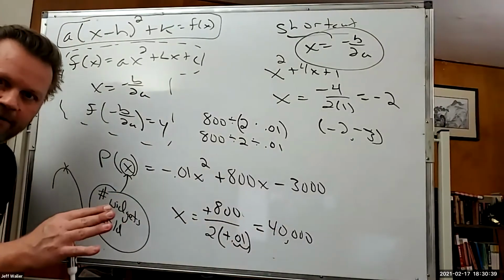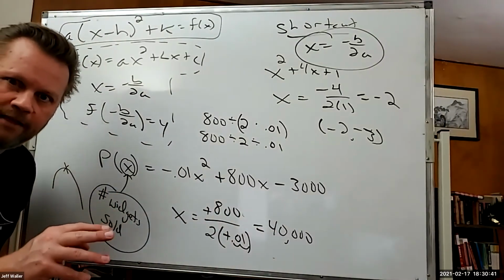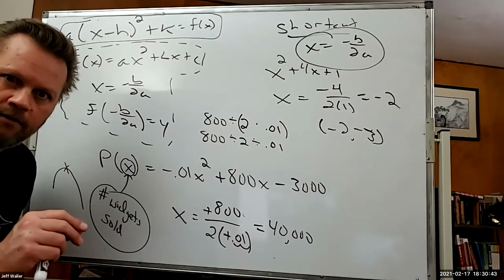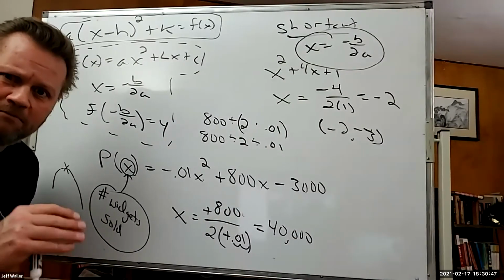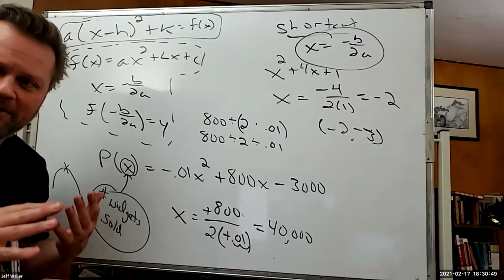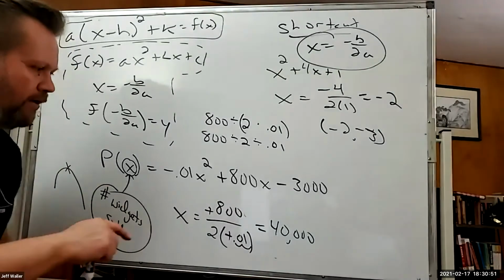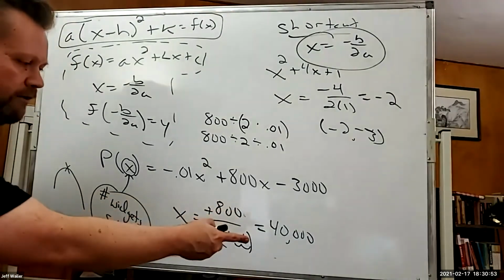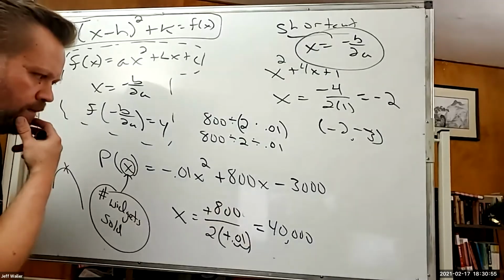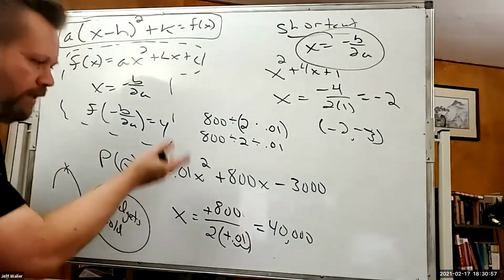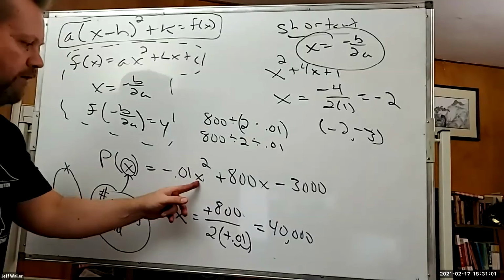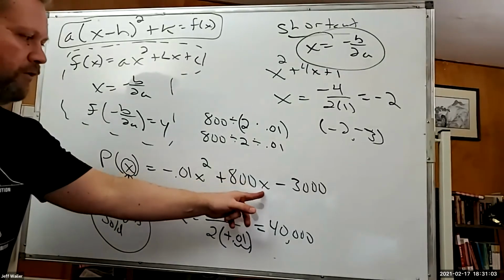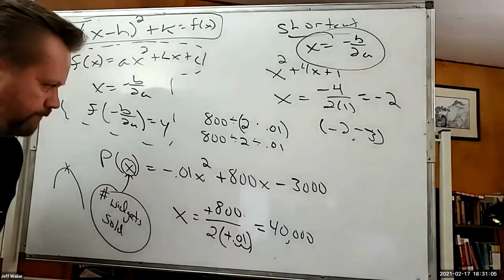Do you guys see how that comes together? And what is the profit? How would you figure out what the profit is? Plug it in. I don't want to do that. You guys can do that if you want to. Whatever you get when you put 40,000 in there.